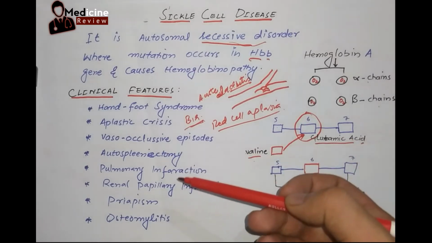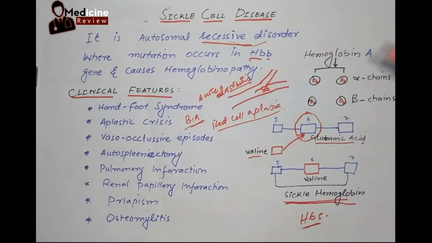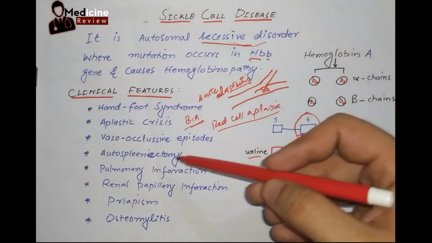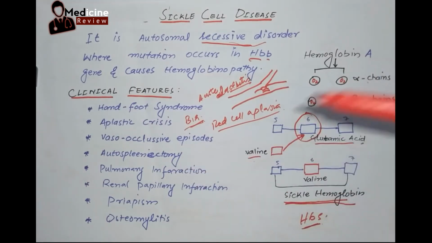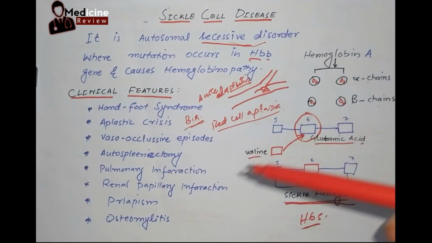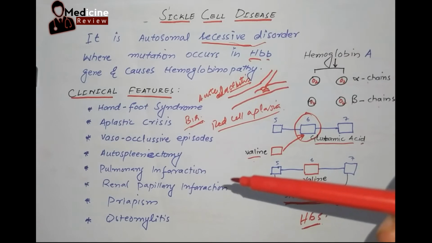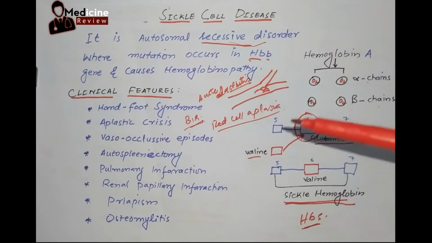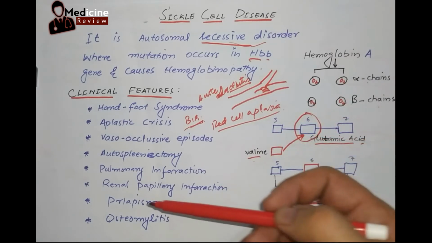So in such patients, like we discussed in previous videos, whenever we go for splenectomy, we have to vaccinate that patient for the encapsulated bacteria. So in this patient also, with the autosplenectomy, when the spleen is present but it's not functioning, we should give the vaccine for encapsulated bacteria.